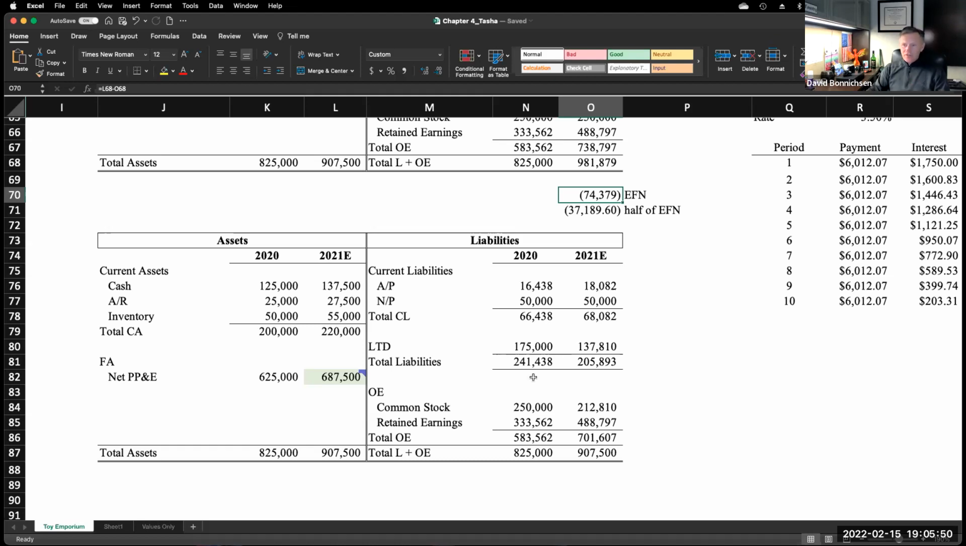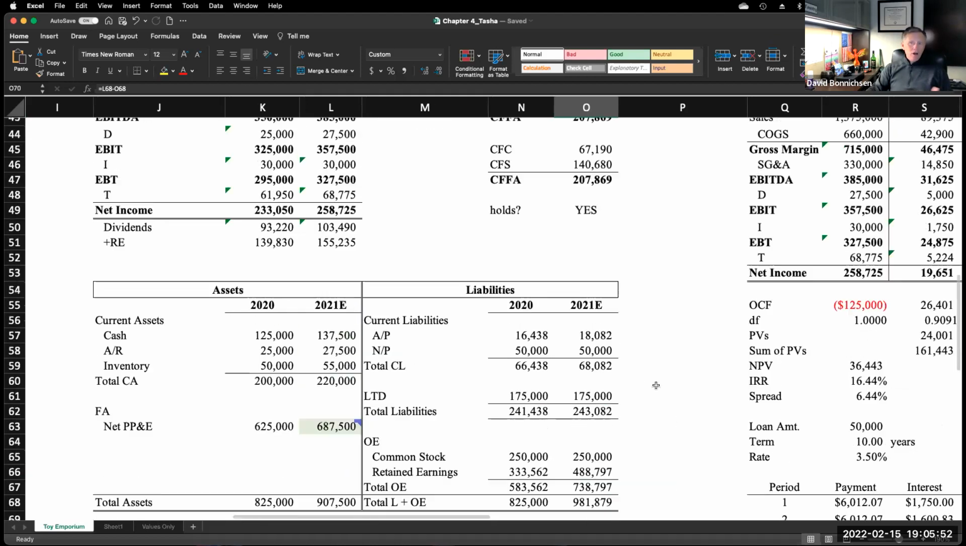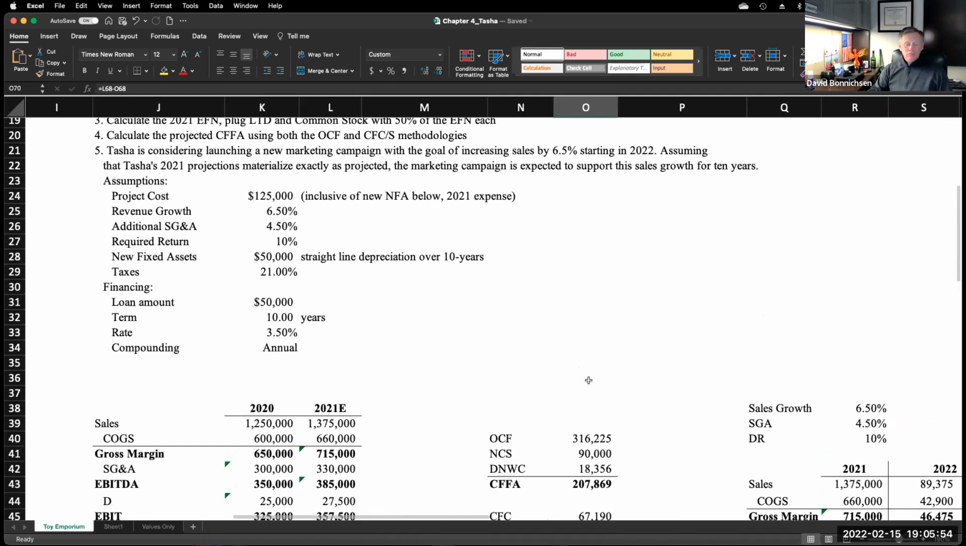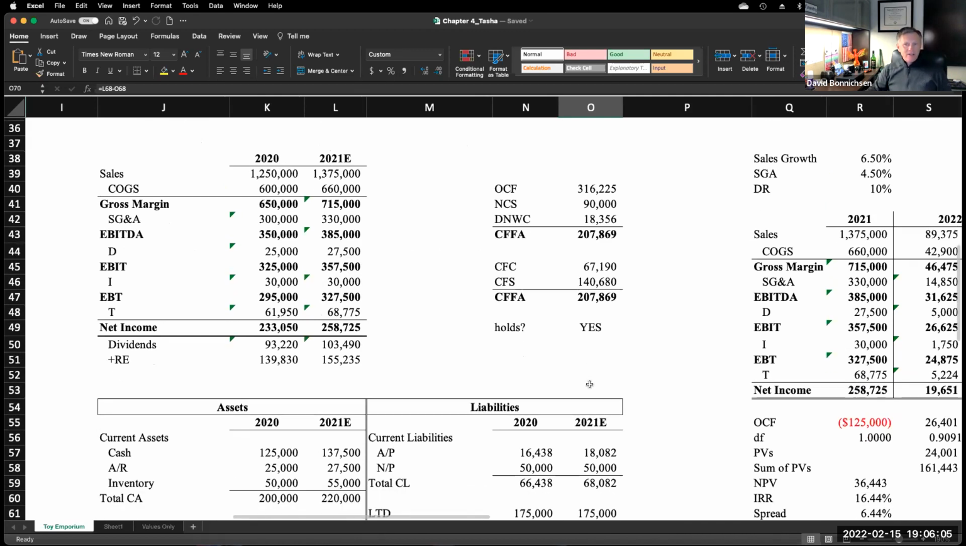So if you set your Excel file up properly, you'll be done with the first part of the midterm in 30 minutes, max. Any questions on the mechanics of how to use Excel to accomplish what we've just done?